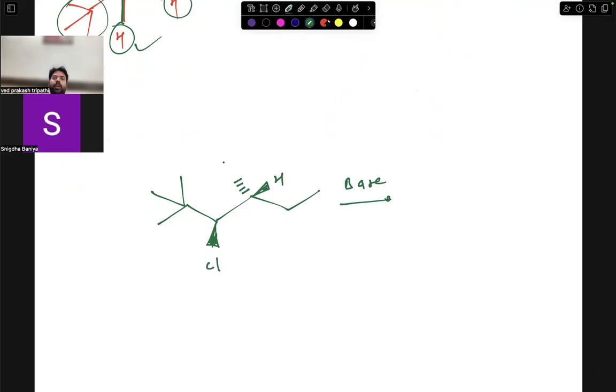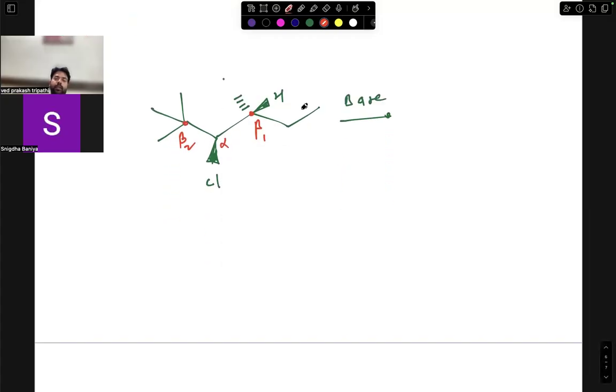Now in this case, you can see the group is not in the anti direction. This is my alpha, this is my beta 1, beta 2, but beta 2 has no hydrogen, so there is no way to remove a hydrogen from beta 2. You have only one position, beta 1. Because it's tertiary, there is no hydrogen here. So if the wedge is my chlorine, the dash would be hydrogen. Clear?